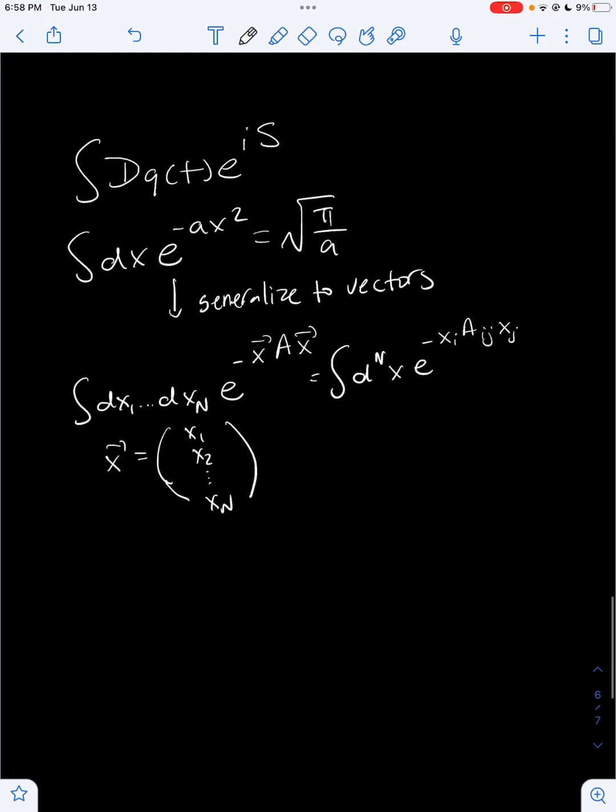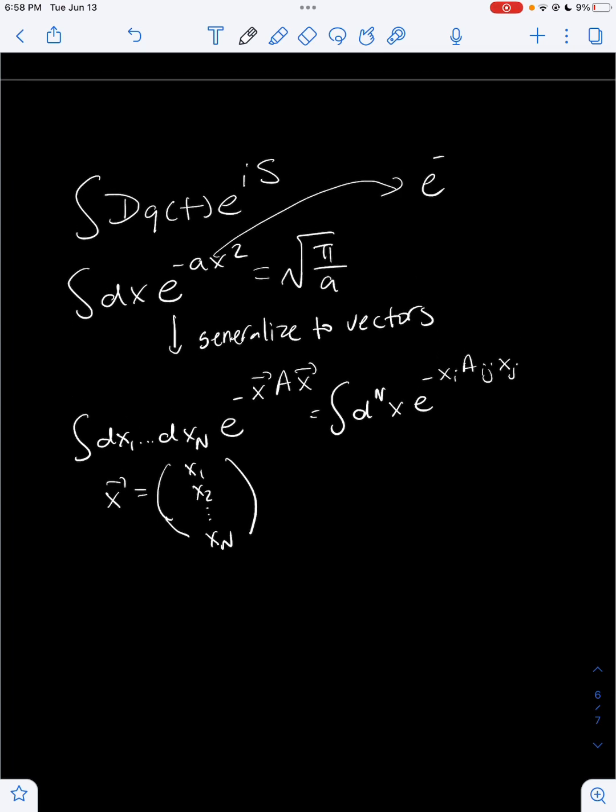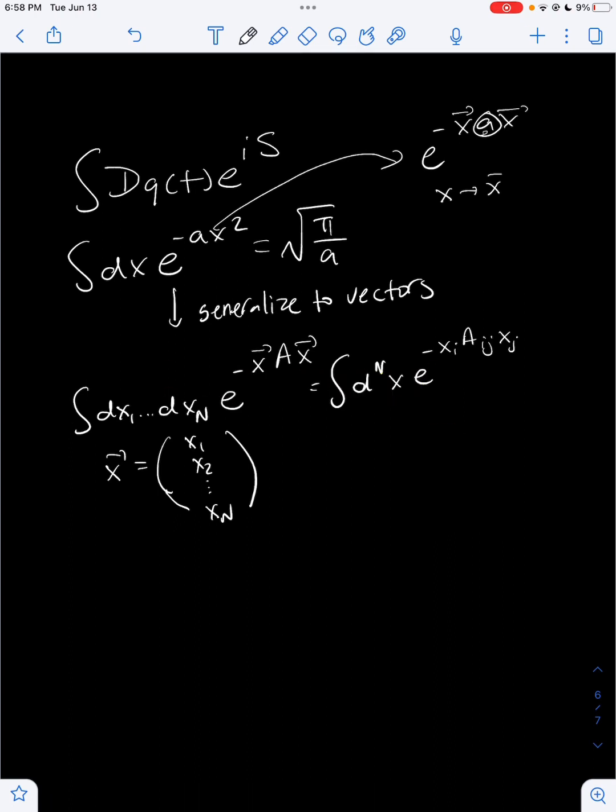Now we get this by knowing that e to the minus a x squared can be written as e to the minus x a x. So if we generalize this to a vector by replacing the x with x vector, then we want this to still be a scalar quantity, right? We want to raise e to a scalar. We're not doing any Lie theory here. So if we want this to be a scalar and these are vectors, then A has to be a matrix. We can write this out as a summation like this over here, where there is an implied sum over i and j.